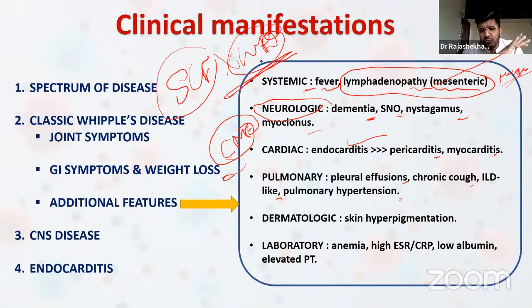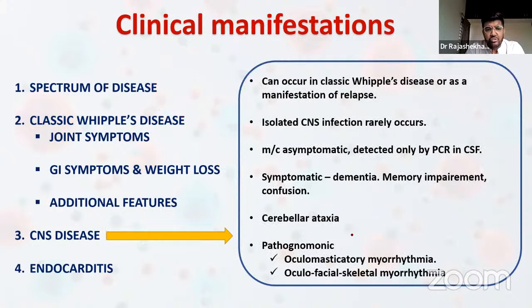Any patient who has been running a huge course for years, undiagnosed, not relieving symptoms after the wrong diagnosis, the Whipple's disease test should be done. Dermatological manifestations like skin hyperpigmentation can also be seen. Laboratory findings: chronic inflammation manifesting as anemia, high CRP and ESR, very low albumin, and elevated PT due to vitamin K malabsorption. All these are very common in these patients.